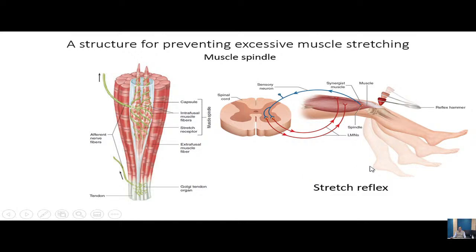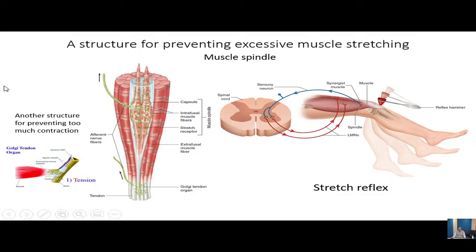It occurs automatically, and this stretch reflex is used for evaluating the functions of the nervous system by means of knee jerk, ankle jerk, biceps jerk, triceps jerk. You can see this hammer, which is used to elicit the stretch reflex, which is mediated by these muscle spindles. Do you know also that excessive contraction of the muscle can result in its damage? So there is again another type of structure present in the tendons, which prevents excessive contraction of the muscle. So nature has given a mechanism to prevent excessive stretching of the muscle and excessive contraction of the muscle too. So the function is optimum.